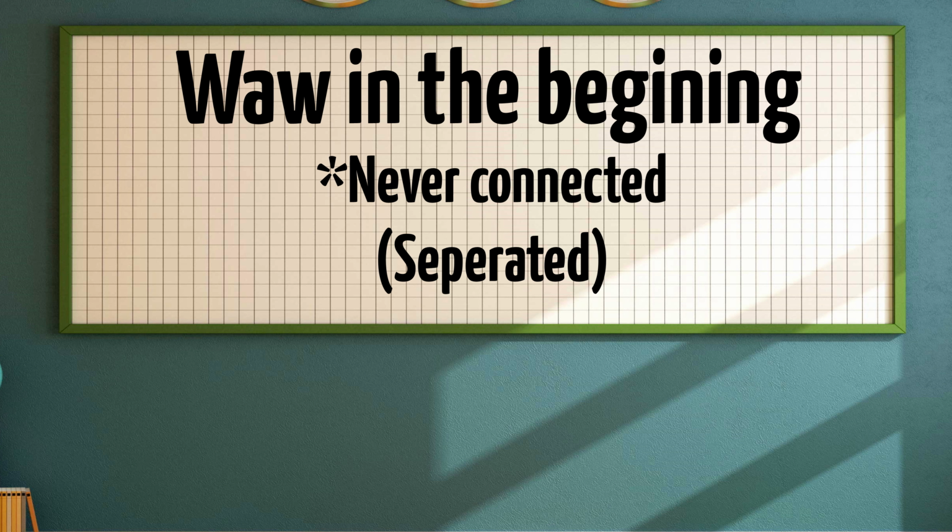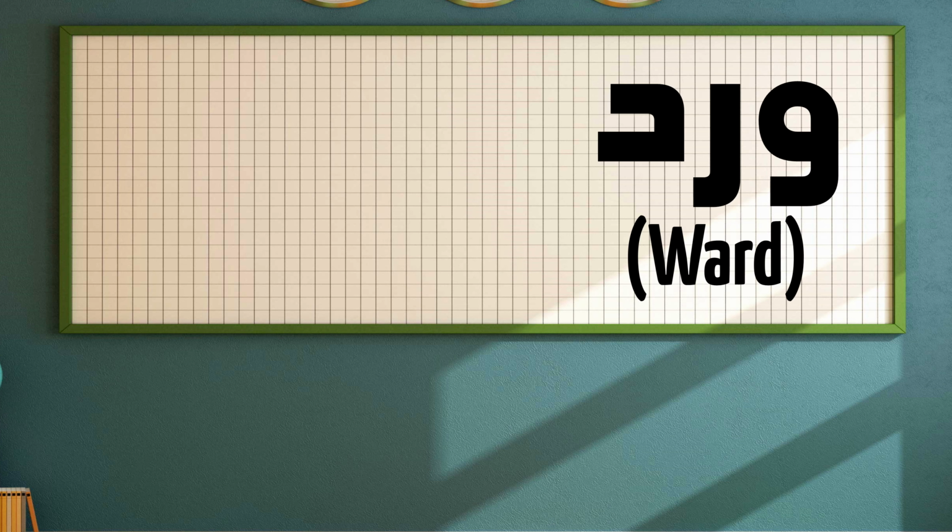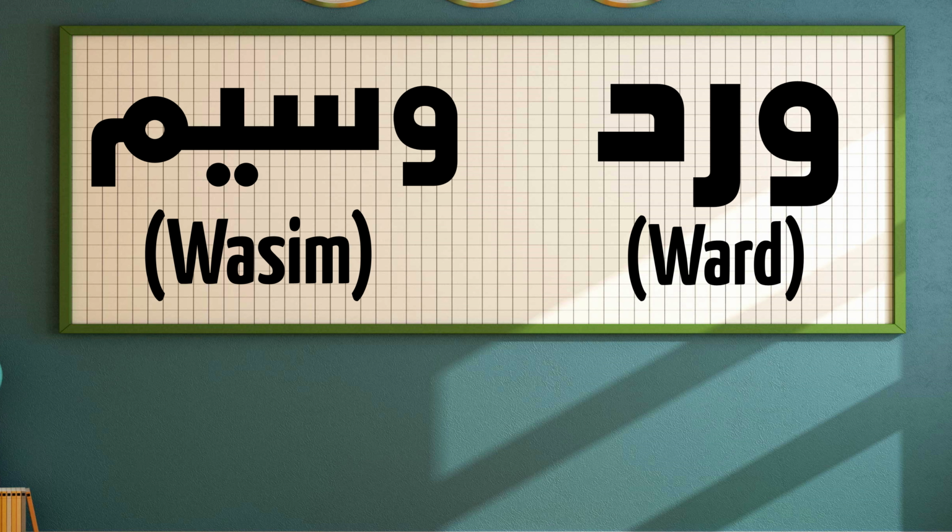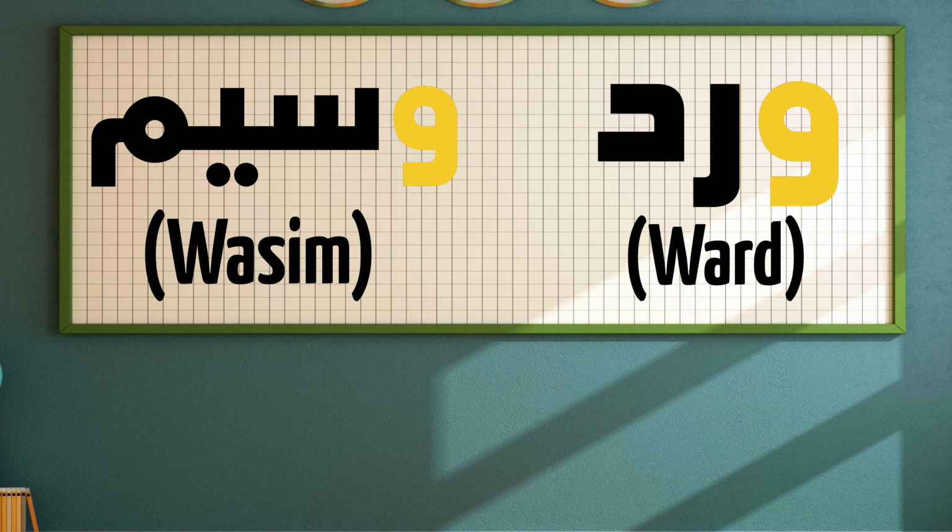Let's take two examples to make that clear. You see the word ward, which means flowers in Arabic, and the second one called wasim, which means handsome in Arabic. In those two words, you can clearly notice that there is a wow in the beginning and it is separated from the letter after it.